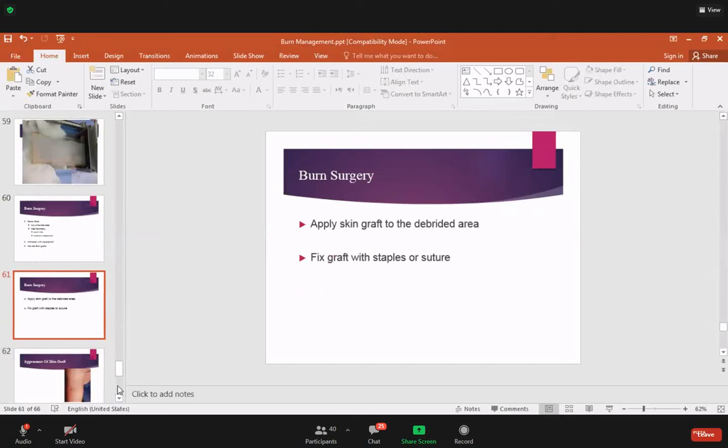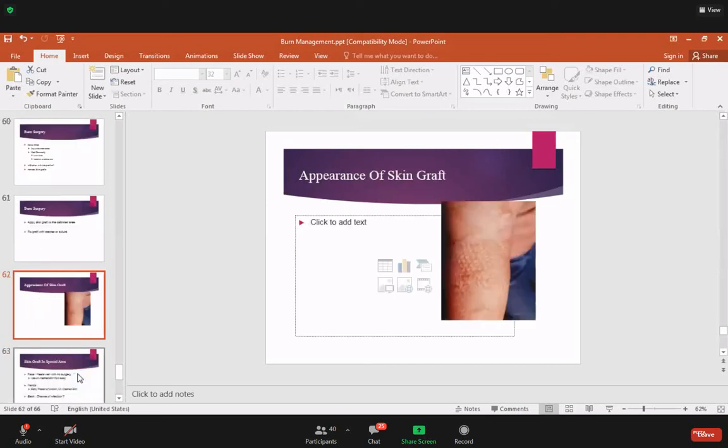Important thing is post grafting care, because these grafts are very good. They are very quick in healing, and they develop into skin quickly. But if they get infected, the whole graft will be ruined. So when you are grafting a patient, you should be taking care of infections also. It should not get infected.